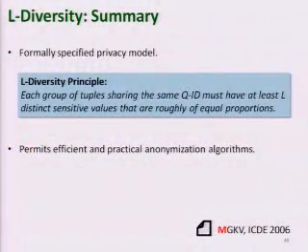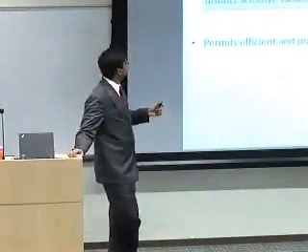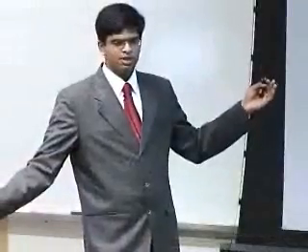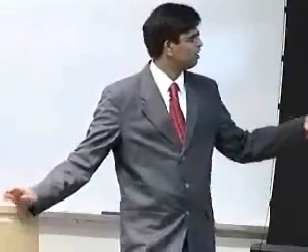So in summary, what did I show you? I started off with a description of a popular notion of privacy called k-Anonymity. I showed you some of the problems with that, and then showed you how to formally define privacy, and then derived formally this L-diversity principle that guarantees privacy. And then I showed you how it permits an efficient practical anonymization algorithm.